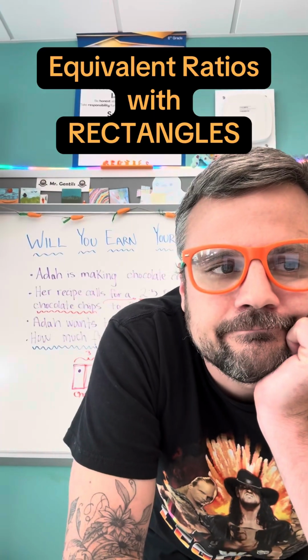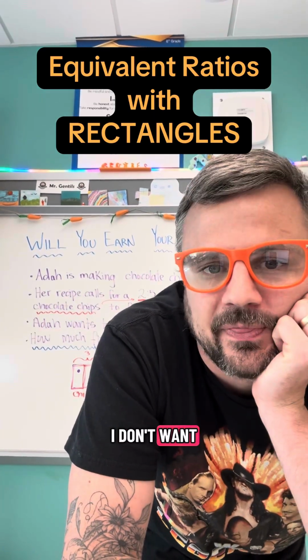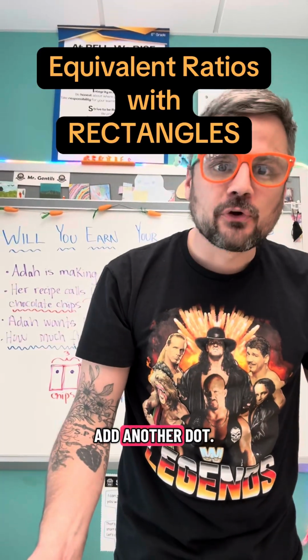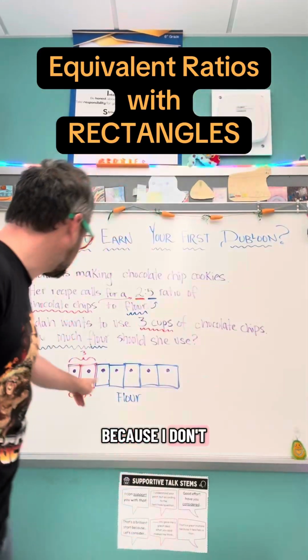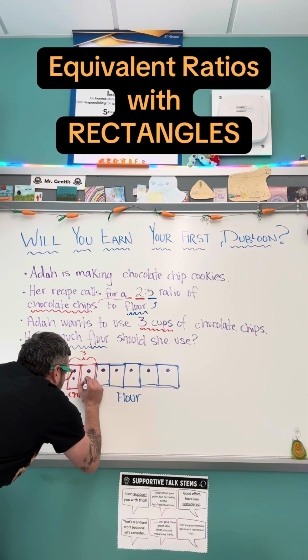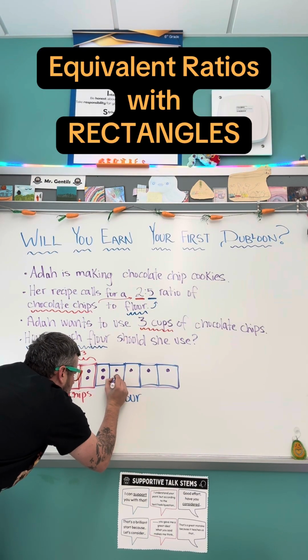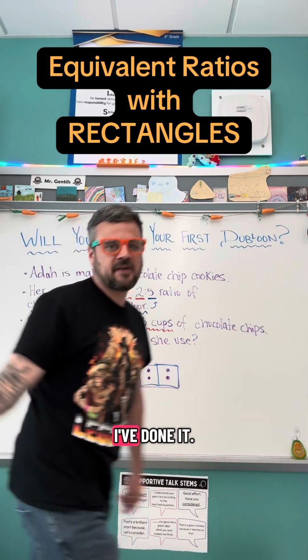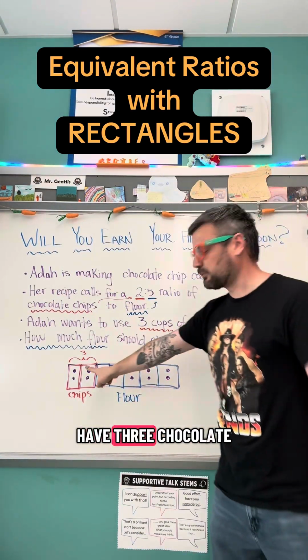Now, I don't want that. Instead, I want it to be 3. So I'm going to add another dot to each box and see what happens, because I don't have enough chips here. I only have 2. I need 3. So let's see. 1, 2, 3, 4, 5, 6, 7. Okay, I've done it, because now I have 3 chocolate chips here.